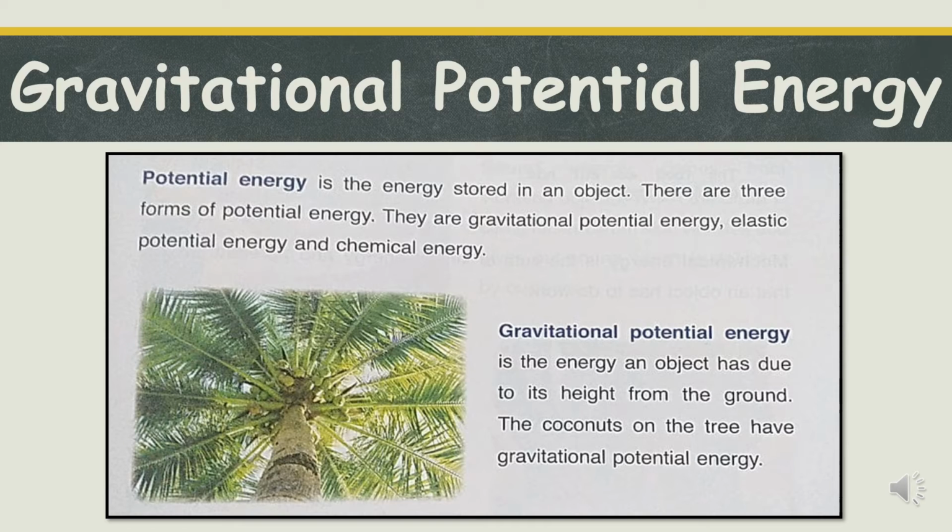Let's start with gravitational potential energy. It's the energy an object has due to its height from the ground. Look at the tree. The coconuts on the tree have gravitational potential energy because when they fall down, that energy pulls them to the earth.